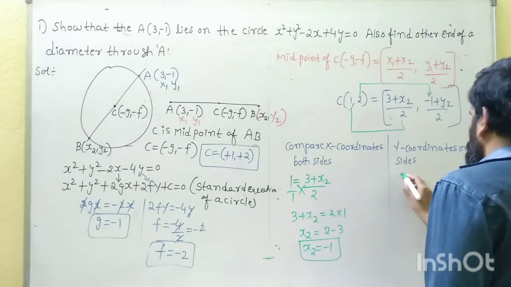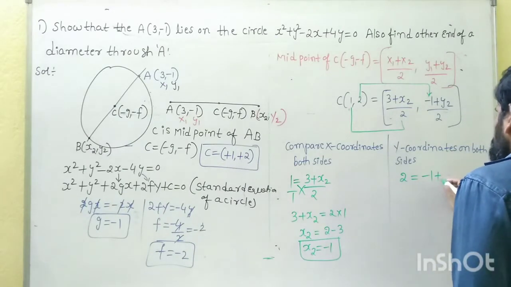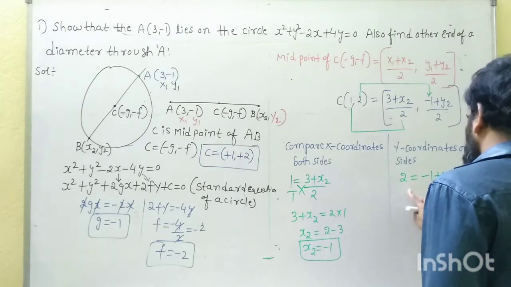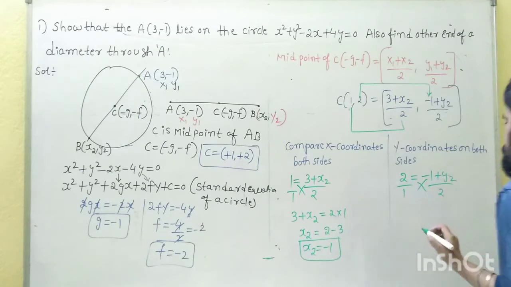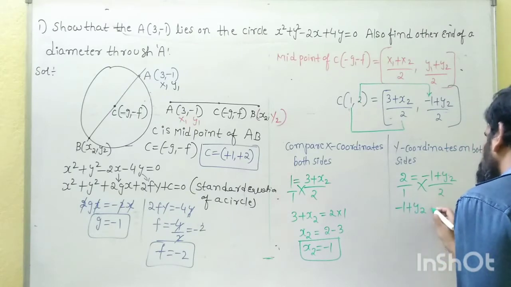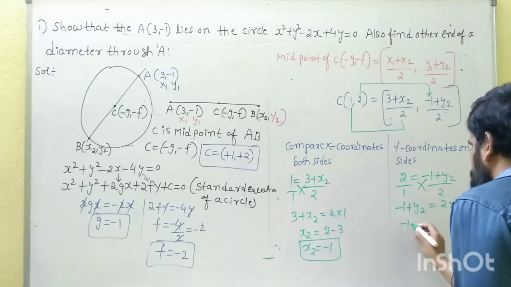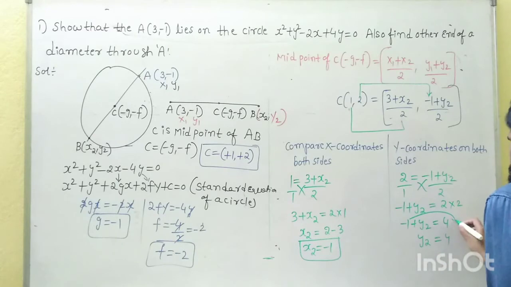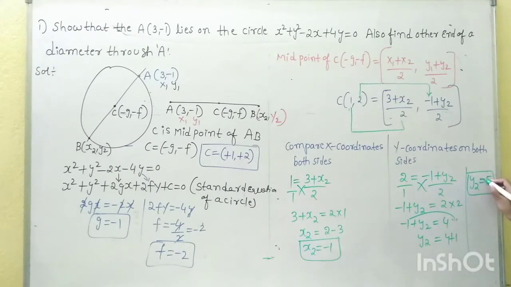Then 2 equals (-1 + y2)/2. Cross multiplication: -1 + y2 = 2 × 2. So -1 + y2 = 4, so y2 = 4 + 1, because minus becomes plus. Then y2 equals 5. So x2 equals -1 and y2 equals 5. Are you able to see this? Yeah. Next.